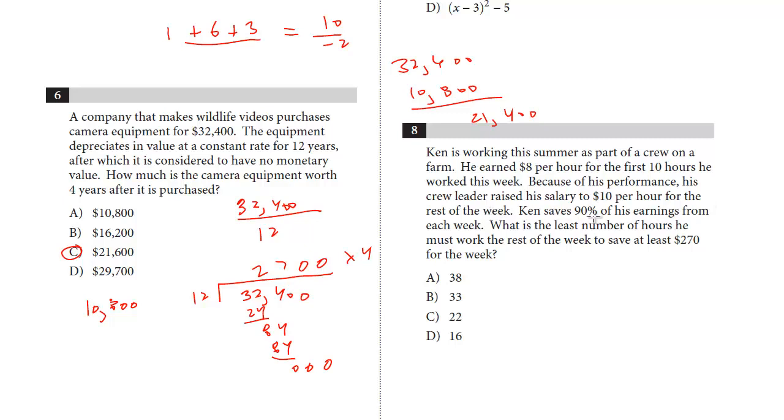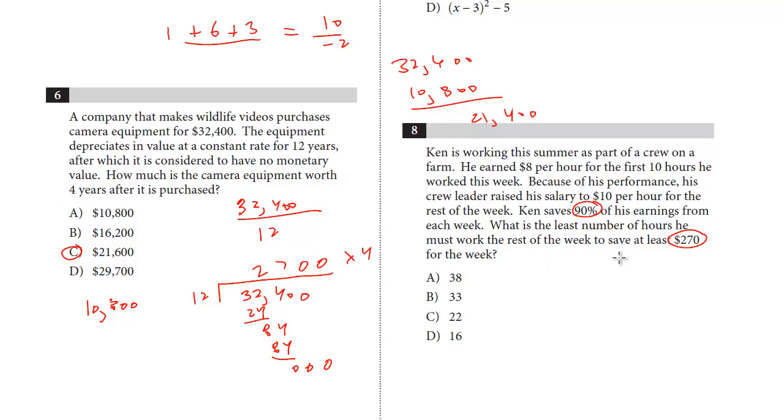Ken saves 90% of his earnings from each week. What is the least number of hours he must work the rest of the week to save at least $270 for the week? All right, so a little bit of a bulky question. He needs to save 270, and he saves 90% of his earnings. I think this would be really helpful.